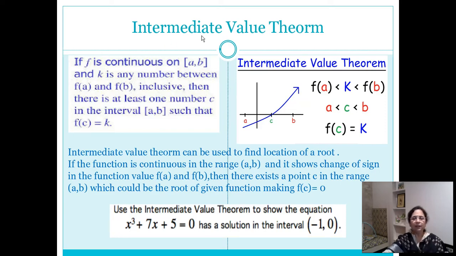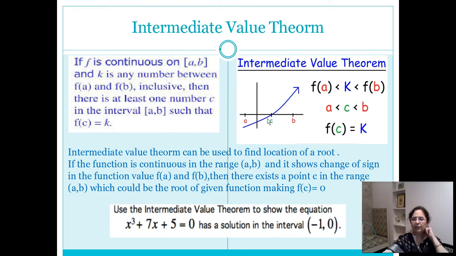Now this is another topic, the intermediate value theorem, which we can study. The theorem says if f is a continuous function in the range a to b and k is any number between f of a and f of b inclusive, then there is at least one number c in the interval a and b such that f of c equals k. Now what does it actually mean?